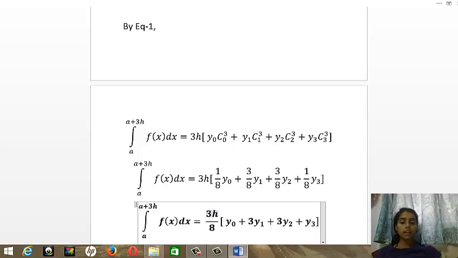Solving this, we get the equation that is integration of f(x) dx from a to a plus 3h equals 3h by 8 within bracket y0 plus 3y1 plus 3y2 plus y3. This is Simpson's 3 by 8 rule.